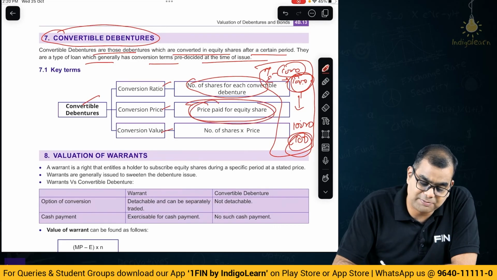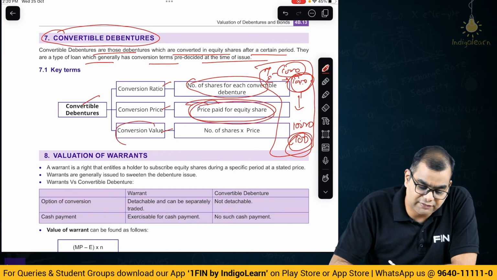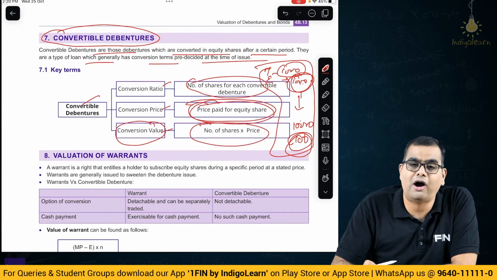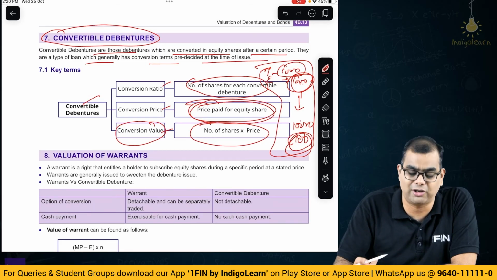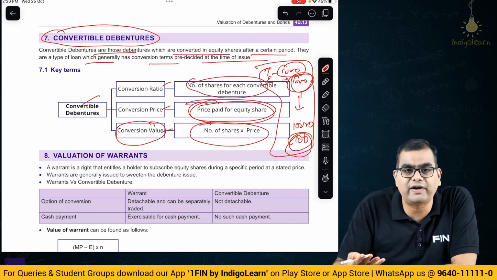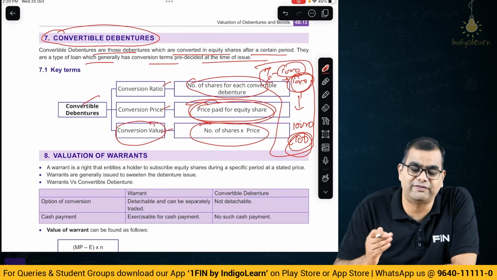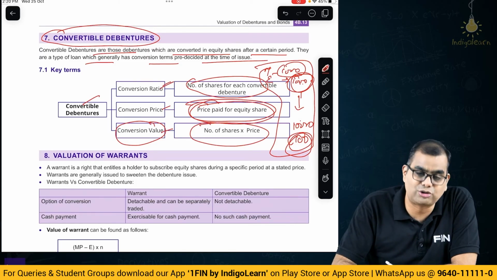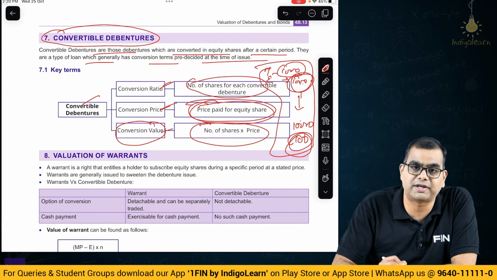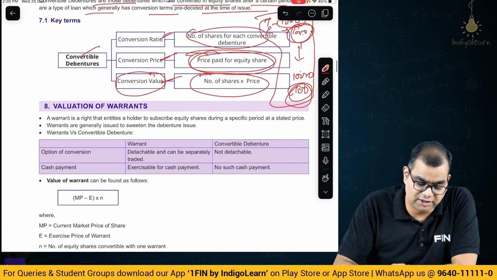So, that is a price paid for equity shares. Conversion value. What is conversion value? How many shares do you get and what is the price of each share that is being allotted to you. In our case, it is 1 into 1000, it is 1000. It can also be 2 into 500. You are allotted 2 shares for every bond. Each share is valued at 500 rupees. So, ratio is 2 for everyone, conversion price is 500 and conversion value is 500 into 2, which is 1000. Okay, so that is how this thing works.